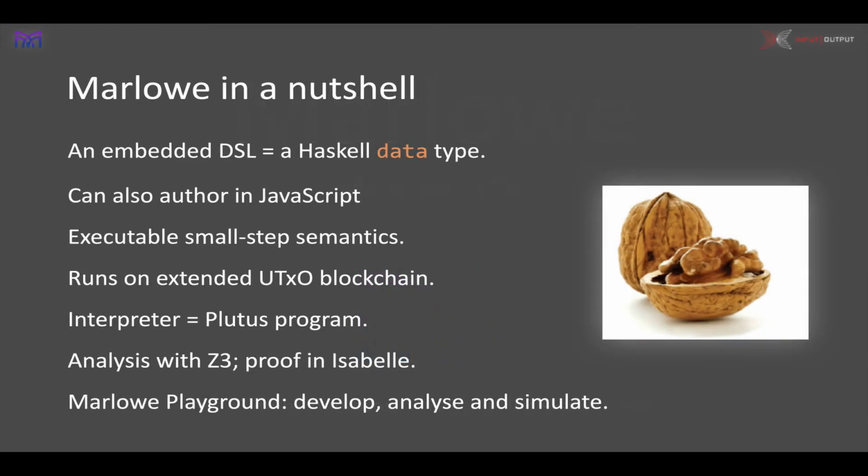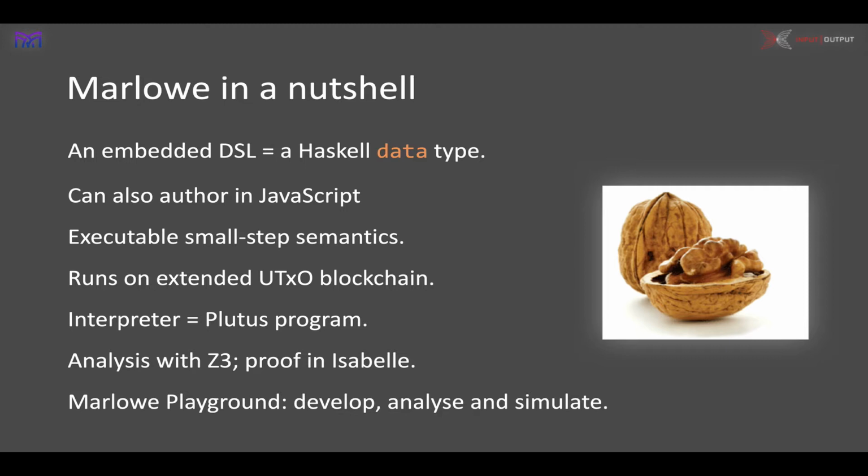It's an embedded domain-specific language. It sits inside Haskell, and it's a Haskell data type. But recently, we've added the facility to author Marlowe in JavaScript, and I'll explain at the end of this how we achieve that. It's described by a semantics in Haskell, if you like, a reference interpreter, which is executable. So we can experiment with the language. So we've got a very clear but executable definition of a language.